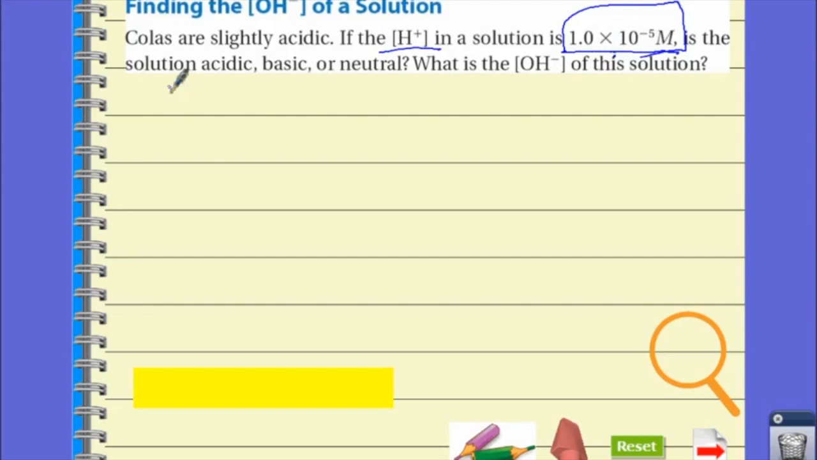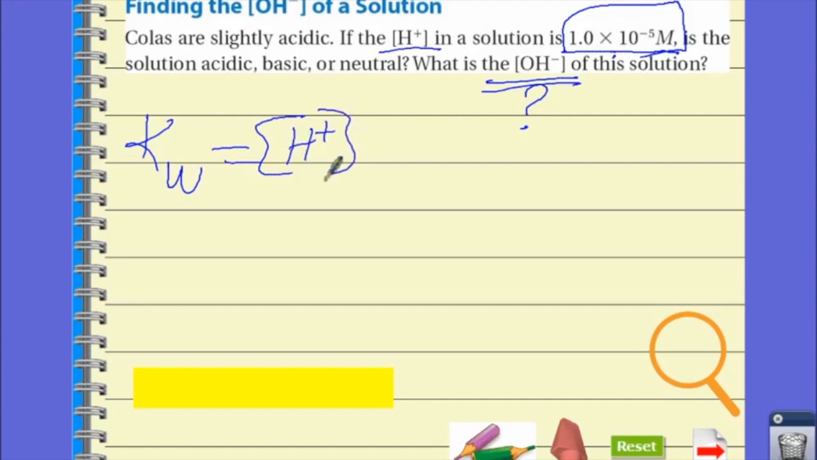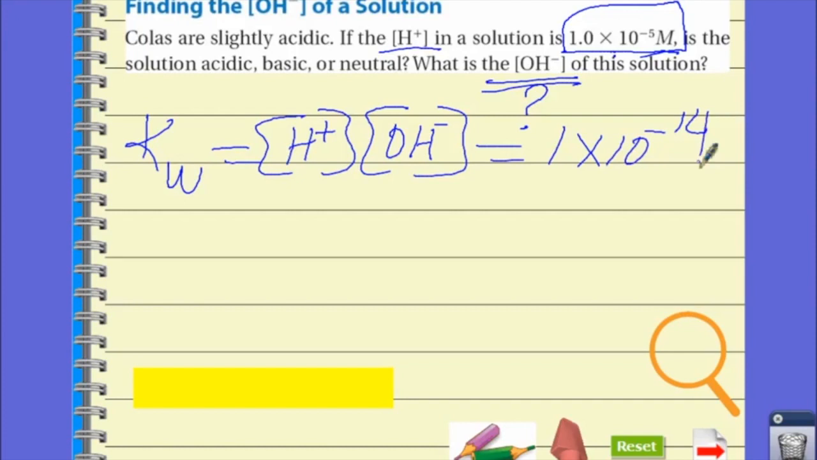And here's the question. They ask you to find the concentration of OH minus. How do we find the concentration of OH minus? We use the formula Kw, remember that? Kw equals the concentration of hydrogen ion times the concentration of hydroxide ion, equal to 1 times 10 to the negative 14. The product of those two equals 1 times 10 to the negative 14.